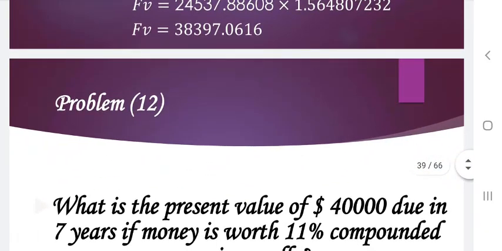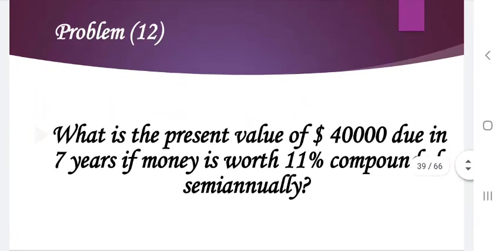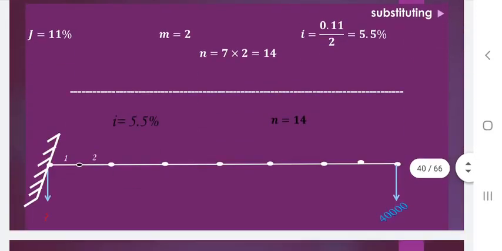The next example, problem number 12. What is the present value of $40,000 due in 7 years if money is worth 11% compounded semi-annually?